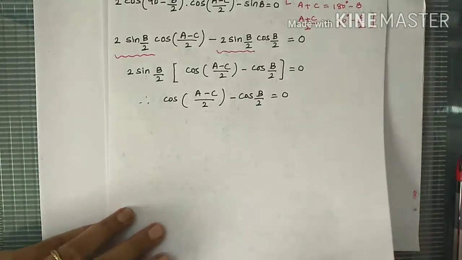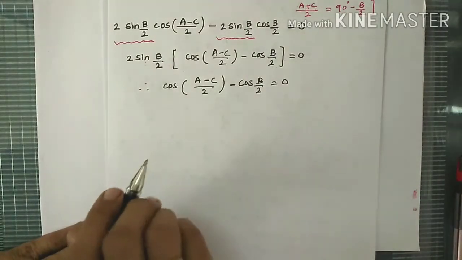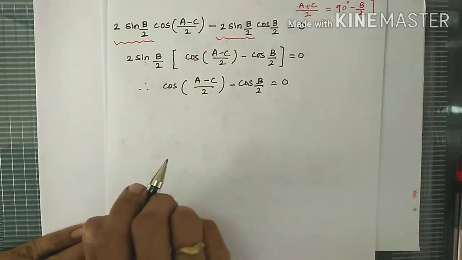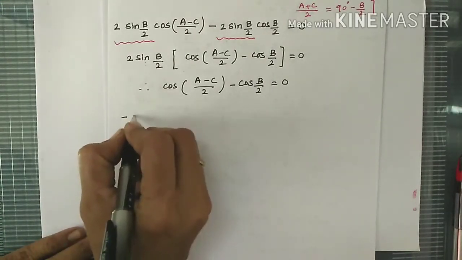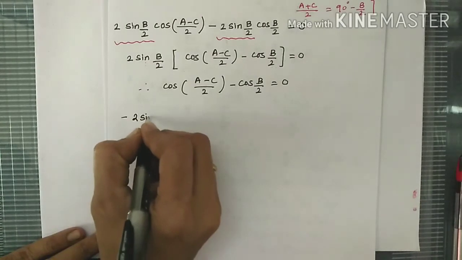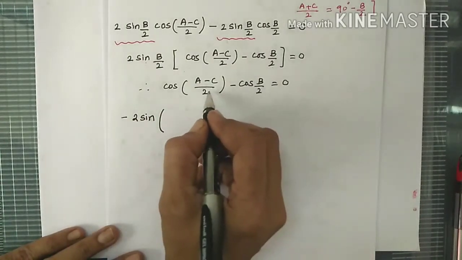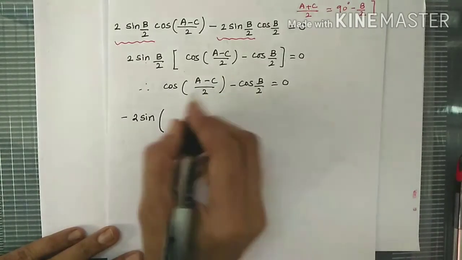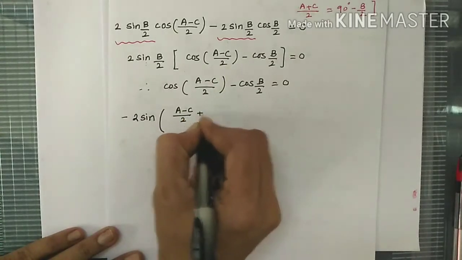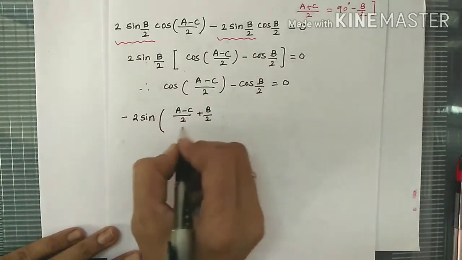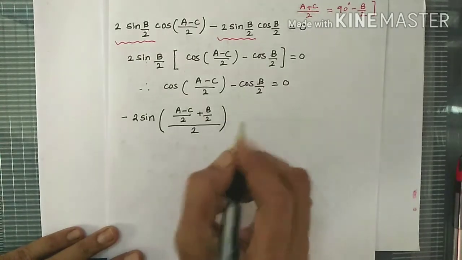So further let's again use the factorization formula. Now it is cos minus cos. So that is minus 2 sin of (C plus D) by 2 times sin of (C minus D) by 2. So minus 2 sin (C plus D), that means we have to add those angles and divide by 2. Now the angles are (A minus C) by 2 and B by 2. So adding the angles we have (A minus C) by 2 plus B by 2. So this is C plus D, and still we have to divide by 2. So now it becomes (C plus D) by 2.